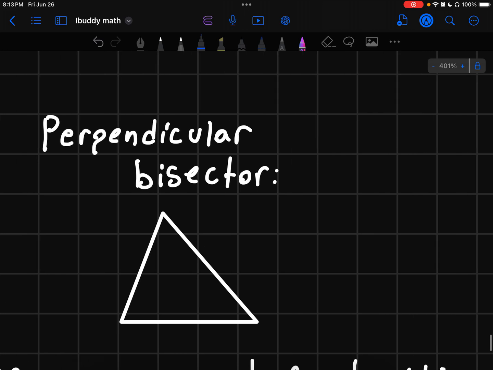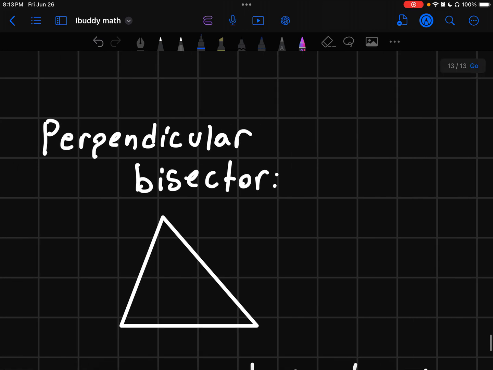And lastly, we have a perpendicular bisector. A perpendicular bisector is a line that passes through a midpoint of a side and meets the side at a 90-degree angle. So it passes through the midpoint of a side at a 90-degree angle, like this.